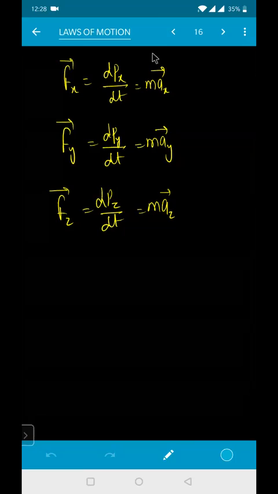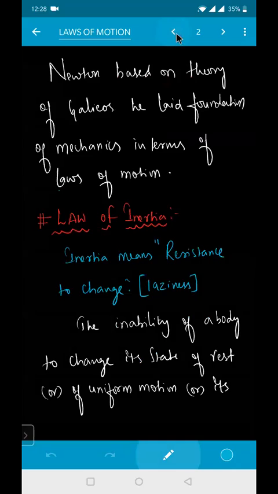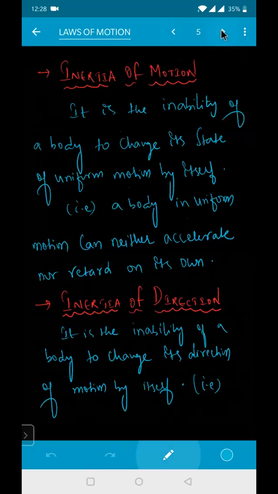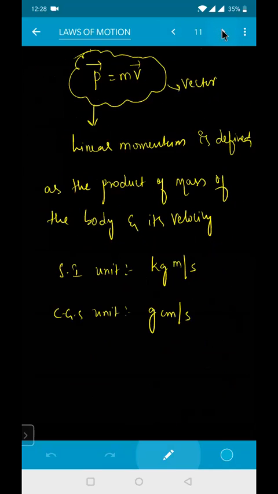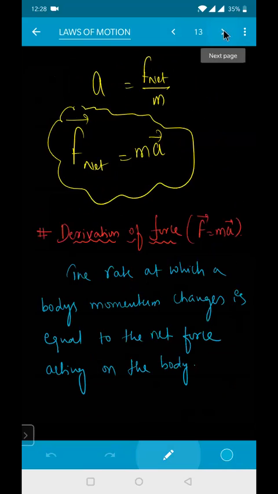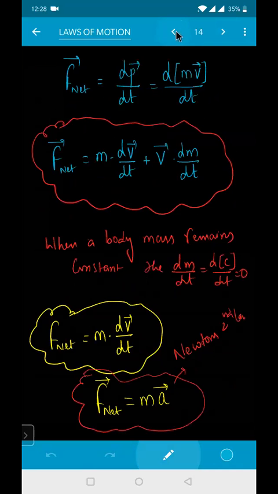So yesterday we had just started with Newton's laws of motion, and we discussed the different terminologies in that. We talked about inertia, different types of inertia. Then we talked about Newton's first law, second law, as well as the second law's application and derivation of force. So I hope everyone is clear with the derivation of the force.